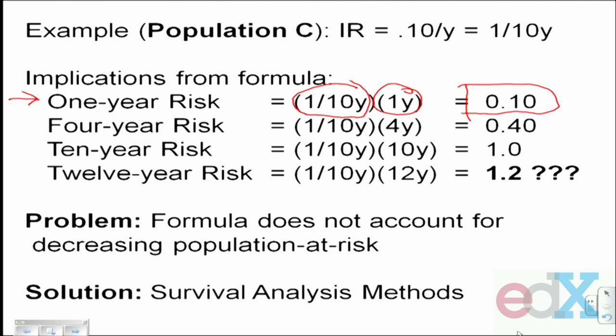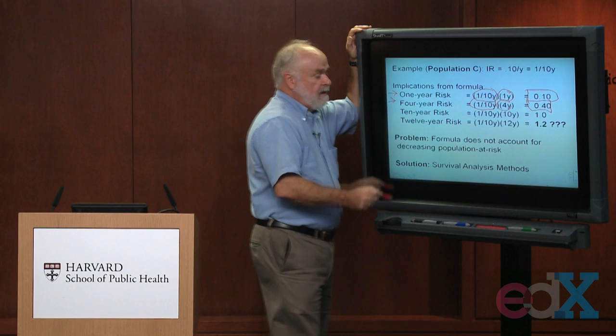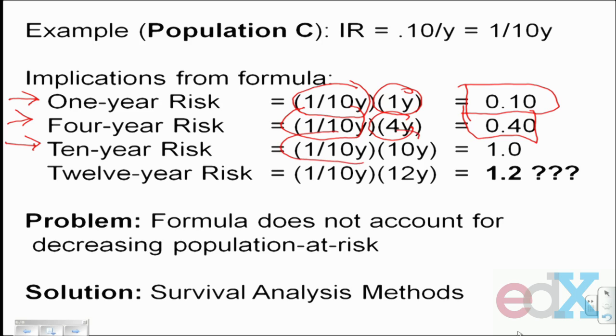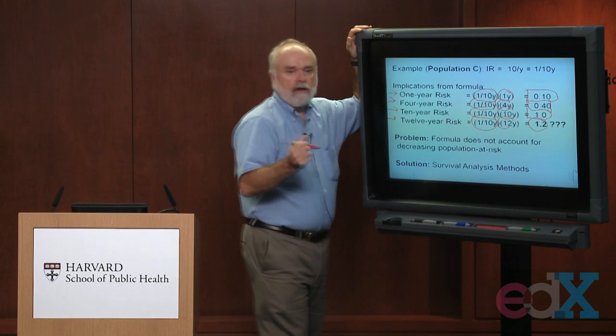I take the incidence rate, 1 per 10 person years, multiply it by 1 year, and I get a risk of 10%. If I want a 4-year risk or 4-year cumulative incidence, I take the same incidence rate, but now multiply it by 4 years, and I get 0.4. Okay. If I want a 10-year risk, I take that incidence rate and multiply it by 10 years. I get a value of 1 for the 10-year risk. If I want a 12-year risk, I take the incidence rate, multiply it by 12 years, and I get a risk of 1.2. Well, wait a minute.